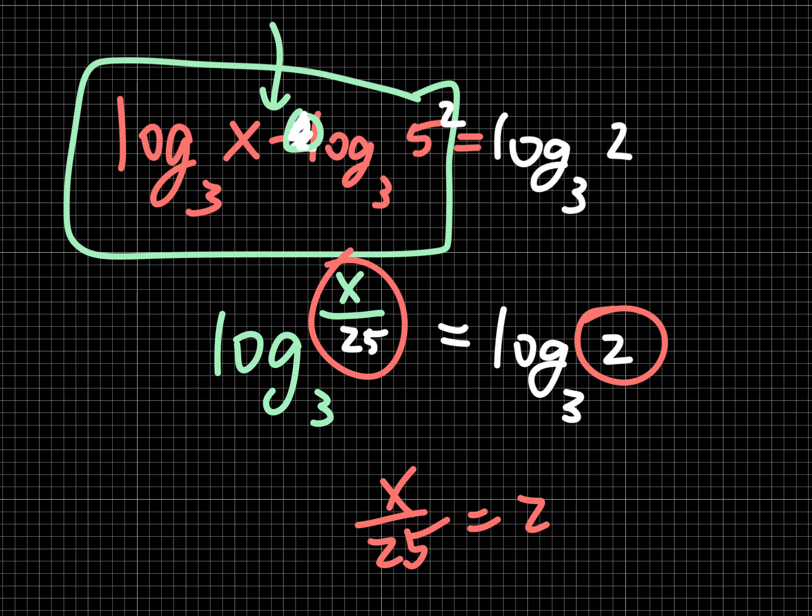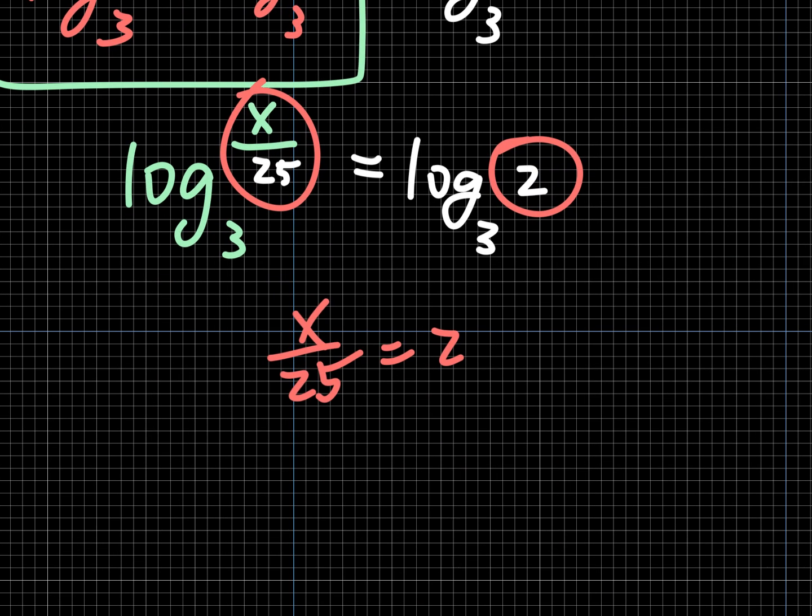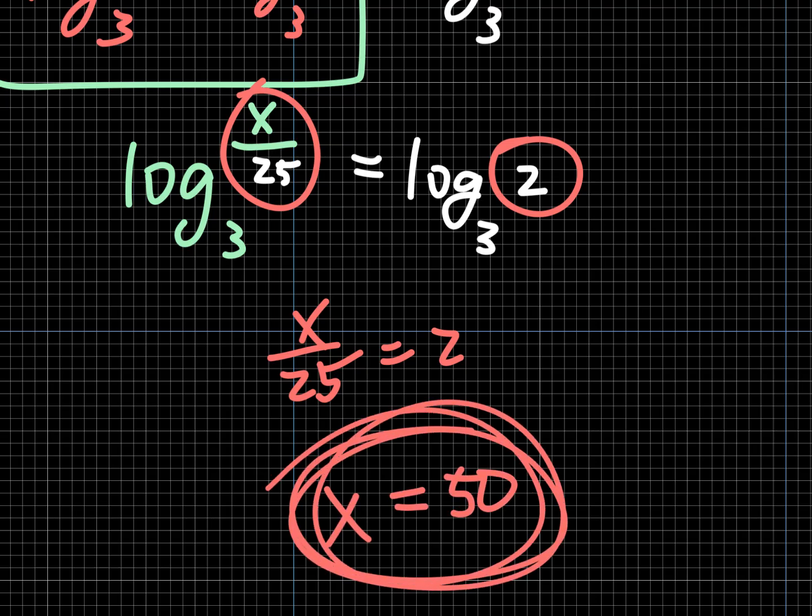So I now get the final answer of multiply by 25. X equals 2 times 25 is 50. Who had 50 for an answer? We're getting almost everybody. Yay.